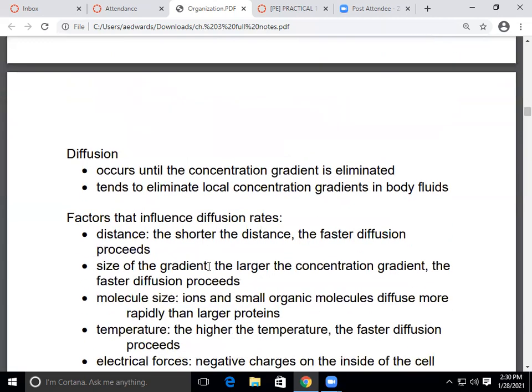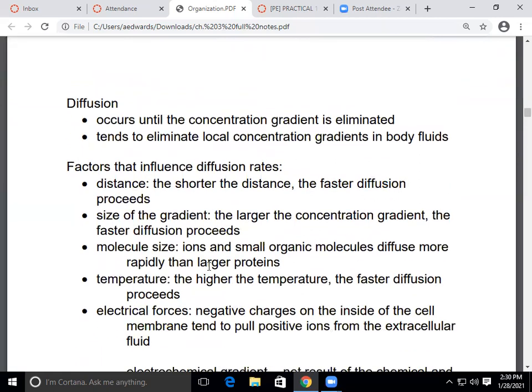So what's diffusion in that context? Well, that means that diffusion is going to happen until you eliminate the concentration gradient. So the goal is to get to equilibrium, okay? Now, when that happens, it doesn't mean there's no movement. It just means the movement is equal in both directions. So diffusion is going to typically eliminate your local concentration gradients in your body, okay? So that's the goal.